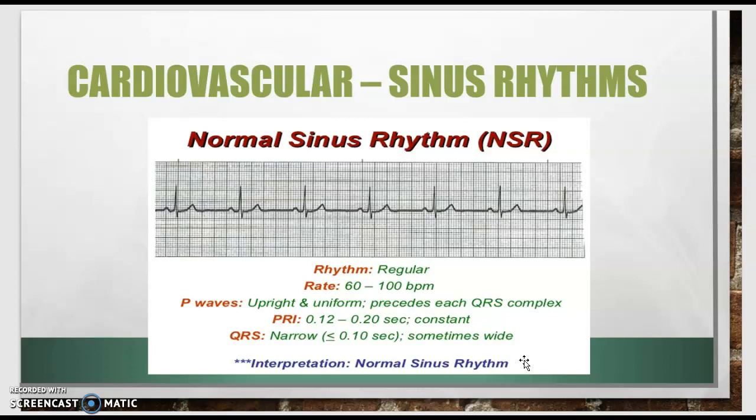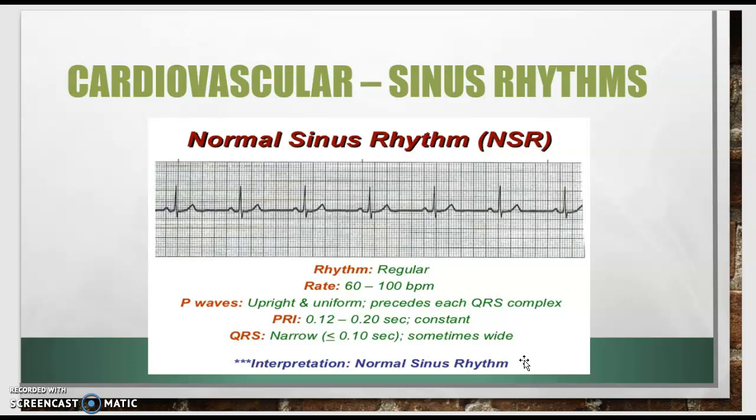So your 0.12 to 0.2 seconds is what is normal. And your PR interval should always be constant. Okay, that's what normal sinus rhythm is. And then your QRS here, there's a little bit of differing information as for that first slide.